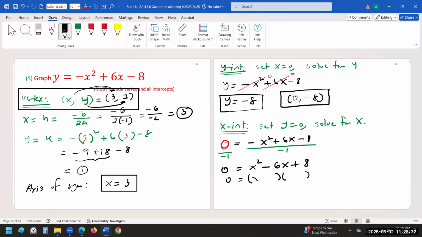So which two numbers multiply to 8 and add to negative 6? Negative 4, negative 2. So we have x minus 4 equals 0. That gives us x equals 4. And then we have x minus 2 equals 0. That gives us x equals 2. In point format, we have (4, 0) and (2, 0).